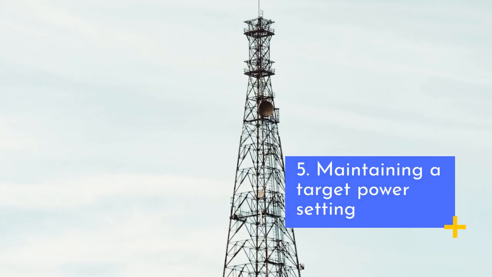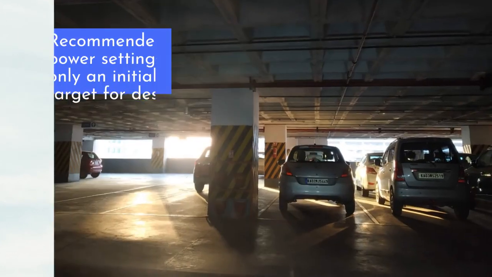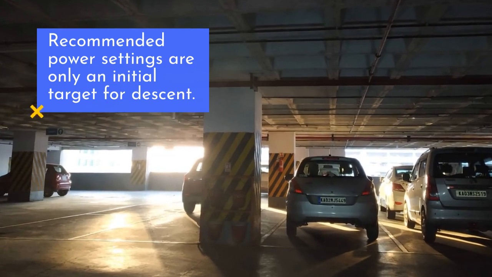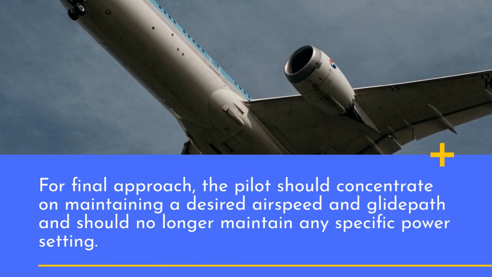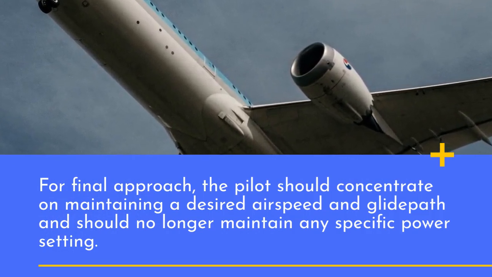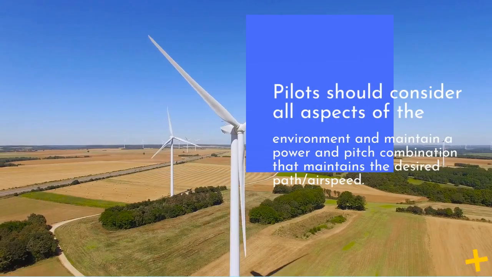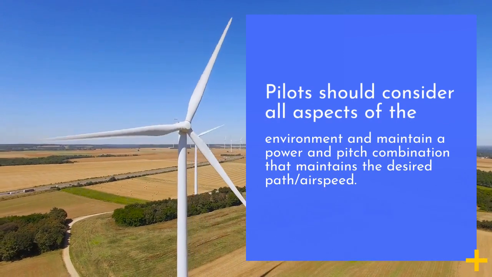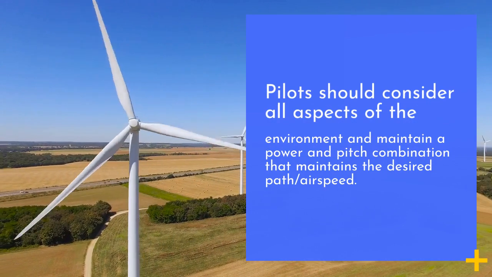5. Maintaining a target power setting. Recommended power settings are only an initial target for descent. For final approach, the pilot should concentrate on maintaining a desired airspeed and glide path and should no longer maintain any specific power setting. Pilots should consider all aspects of the environment and maintain a power and pitch combination that maintains the desired path and airspeed.